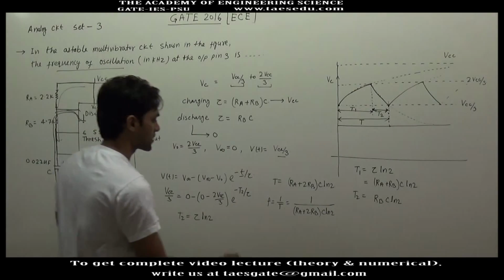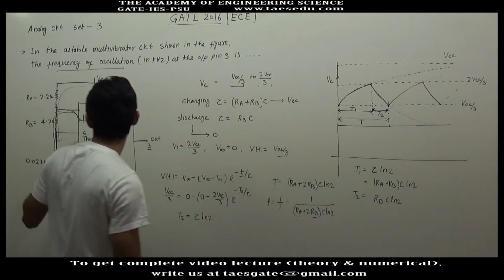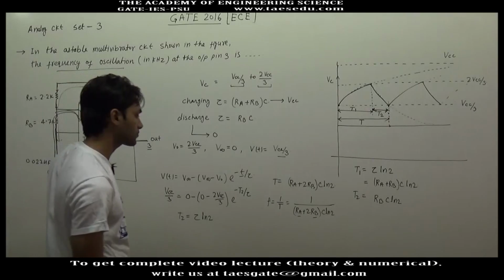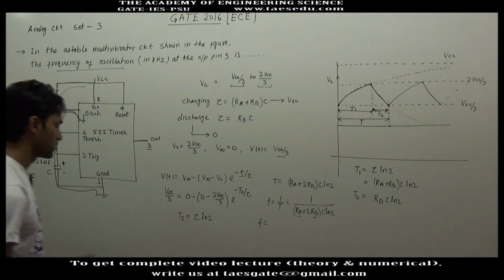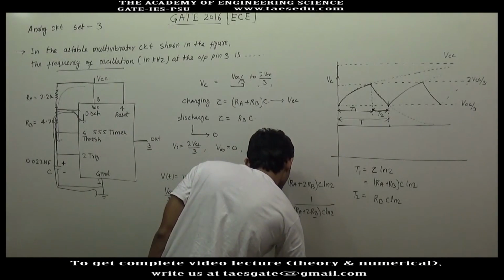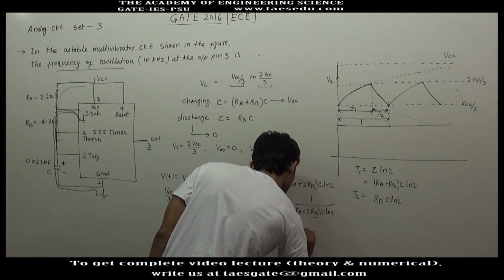So all the values are given. You will put all the values. You will get frequency as 5.653 kilohertz.